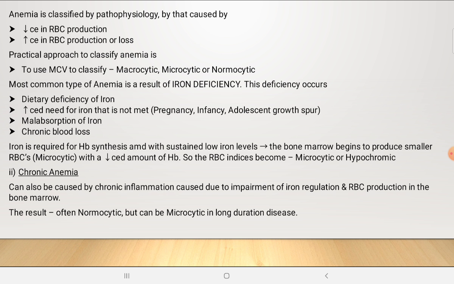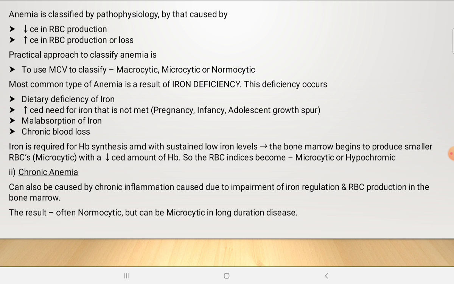Anemia is classified by pathophysiology, whether it is caused by decreased RBC production or increased RBC destruction or loss. A practical approach to classifying anemia is by MCV, which is macrocytic, microcytic, or normocytic. That is your mean corpuscular volume, the size of the cells.